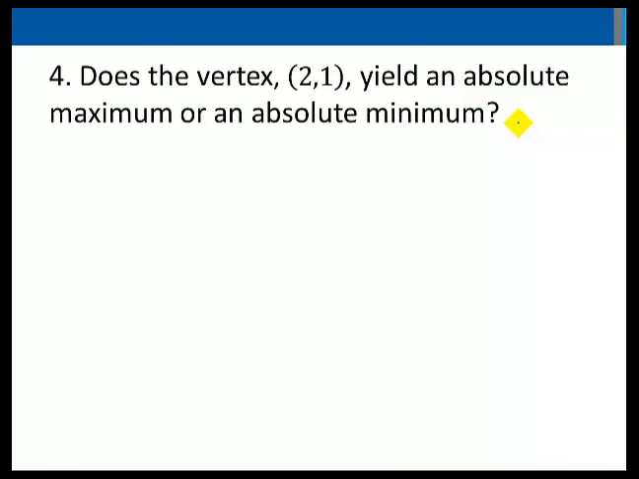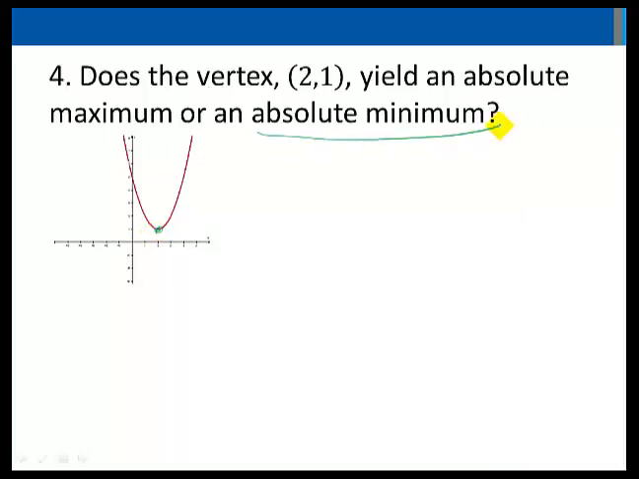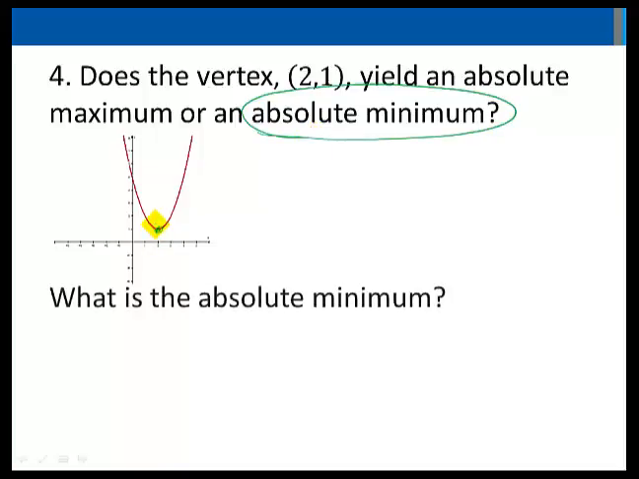Does the vertex (2, 1) yield an absolute maximum or absolute minimum? So this is what our graph looks like. The point (2, 1) is an absolute minimum. It's at the very lowest point on our graph. What is the absolute minimum? At the point (2, 1) here, the y value is 1, so the absolute minimum will be y = 1.